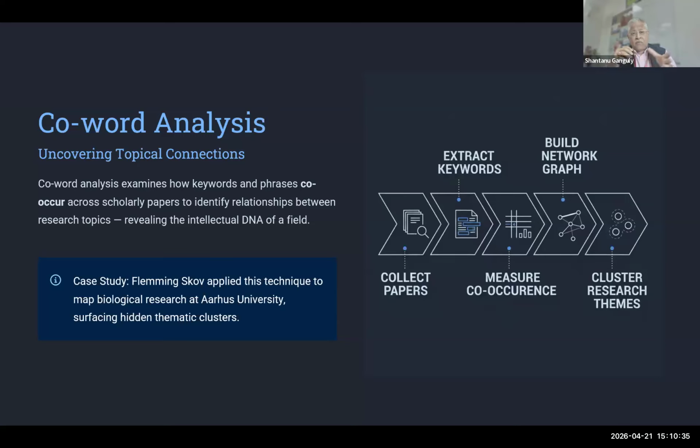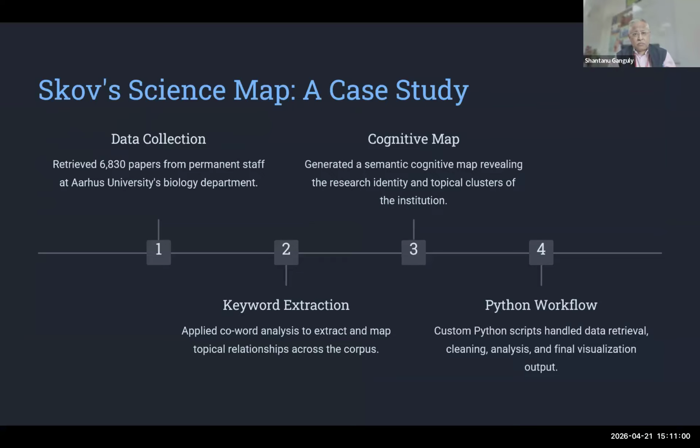field actually. For example, there is a case study by Fleming Skov, who applied his techniques to map biological research at Aarhus University, surfacing the hidden thematic clusters. So he collected the papers, extracted the keywords, measured the co-occurrence, built the network graph, and then clustered the research themes for better descriptions. If you look at the SCOVE science map, a complete case study on this area, you will be able to understand exactly what I am talking about here.